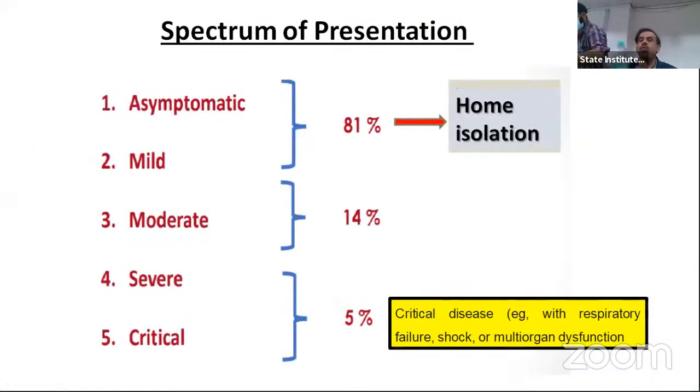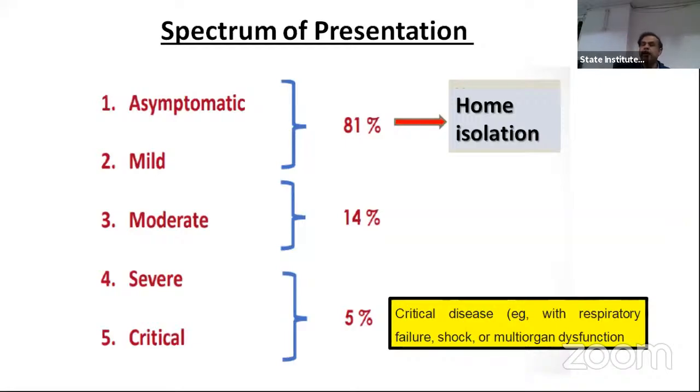Now coming to the category of patients whom you will subject to home isolation. This is important to know. We have several categories of patients, and I will go into the ministry guideline in the next few slides. So we have the asymptomatic category. How do you diagnose this patient? By lab investigation, for example, for contact tracing.